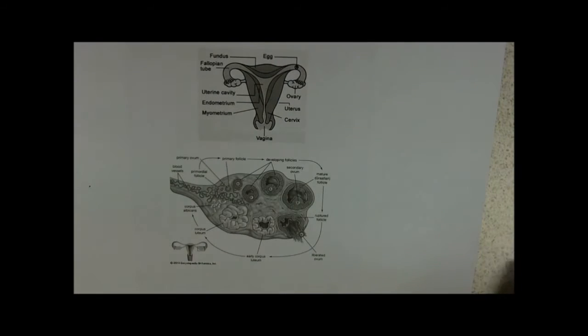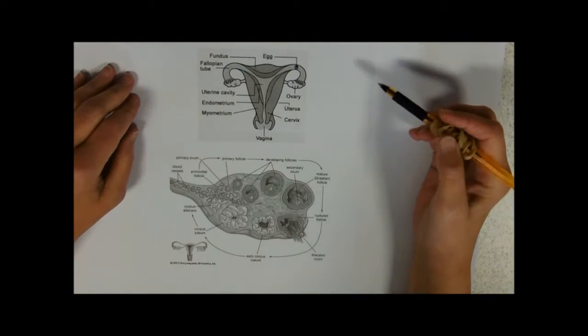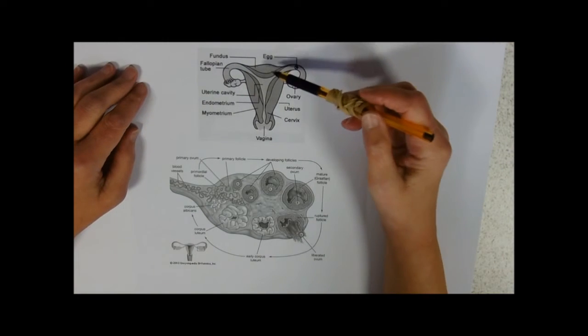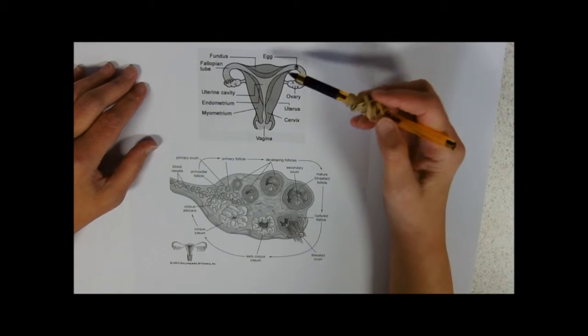Okay, moving on to the female reproductive system. Lots easier, obviously. Everybody just draws it as a triangle with a couple of tubes off it. So this is a fairly typical diagram. So the most obvious bit is this triangle representing the uterus.